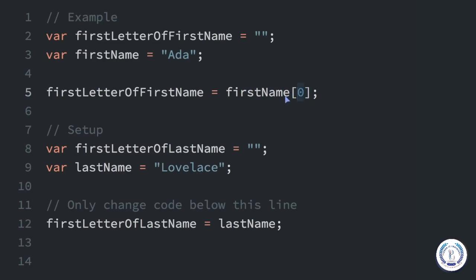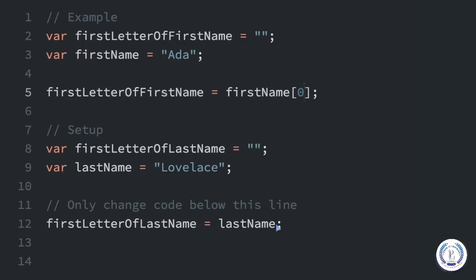Most modern programming languages, like JavaScript, don't start counting at 1 like humans do. They start at 0, which is called zero-based indexing. So the number 0 refers to the first index of the string, which would be the A. So the A would be 0, D is 1, and then A is 2. So if we do firstName with the bracket notation with a 0, that's going to equal A.